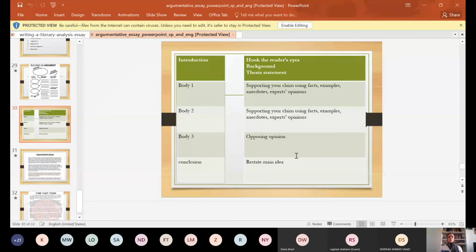Again, in body number 2, I support my opinion, I support the thesis statement. In body number 1 and body number 2, I support the thesis statement. What do I do in body number 3, teacher? In body number 3, the best argumentative essay is the one that says the opposite opinion. So I have to say what the other opinion is and how I can prove that it is a wrong opinion.